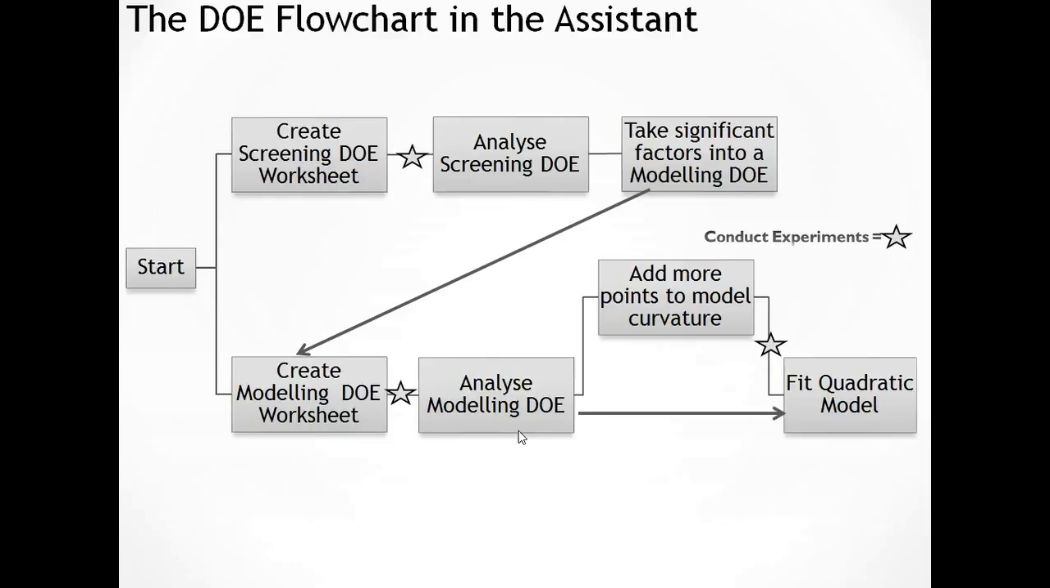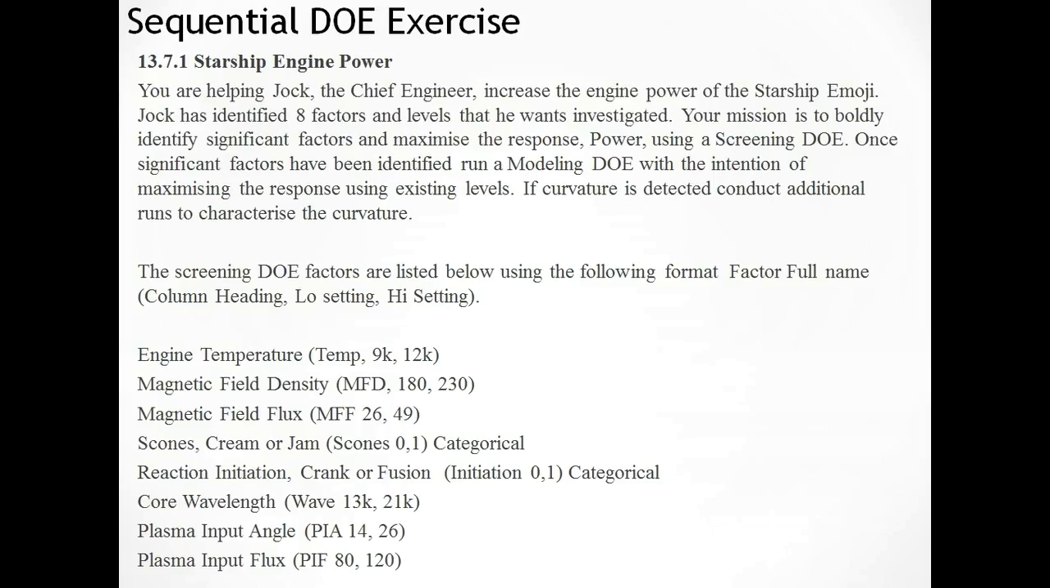Okay, let's have a look at the exercise that we're going to be doing today. And this is exercise 13.7.1, Starship engine power. So you are helping Jock, the chief engineer, increase the engine power of Starship Emoji. Jock has identified 8 factors and levels that he wants investigated. Your mission is to boldly identify significant factors and maximize the response power using the screening DOE. Once significant factors have been identified, run the modeling DOE with the intention of maximizing the response using existing levels. If curvature is detected, conduct additional runs to characterize the curvature.